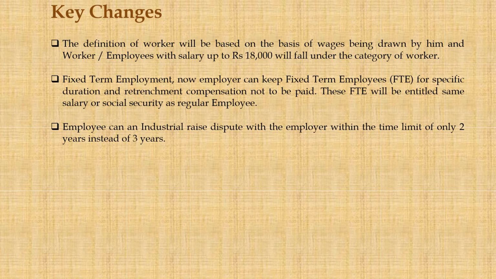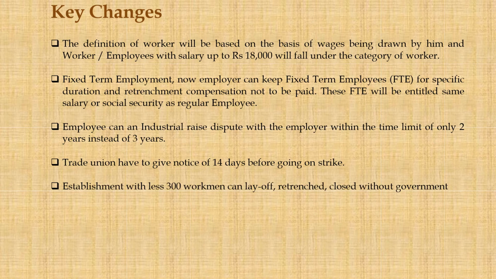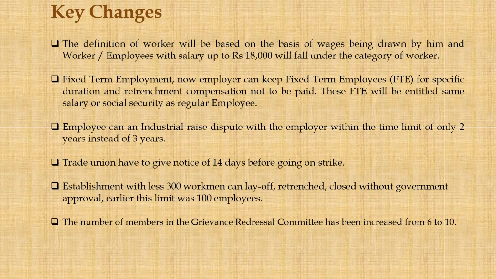An employee can raise an industrial dispute with the employer within a time limit of 2 years instead of 3 years. Trade unions have to give notice of 14 days before going on strike. Establishments with less than 300 workmen can lay off, retrench and close without government approval. Earlier that limit was 100 employees.